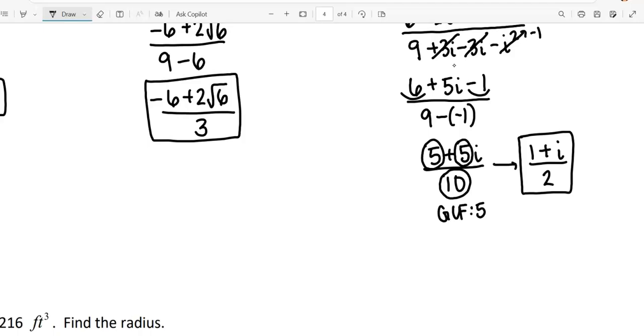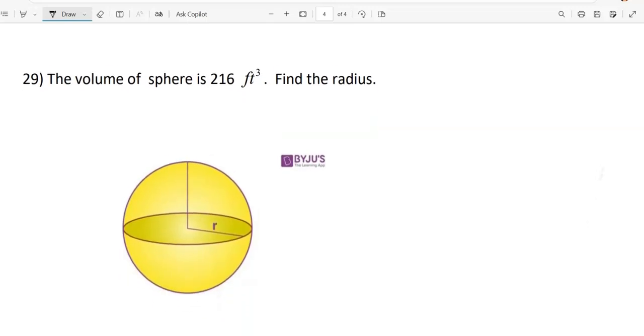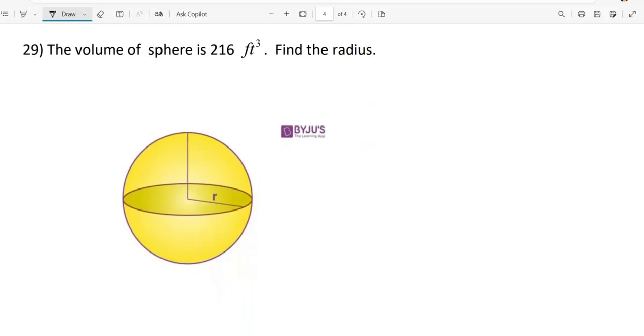What questions do we have? I'll give you a second to get caught up on that. Volume, we're going to have to deal with cubes, right? It says the volume is 216 feet cubed, and they want us to find the radius. So we are going to need the formula for the volume of a sphere. Who remembers the volume for a sphere? Miss B does. 4/3 pi r cubed.